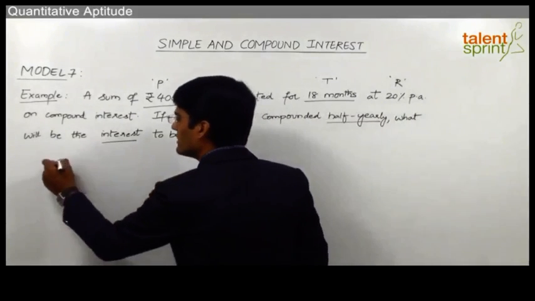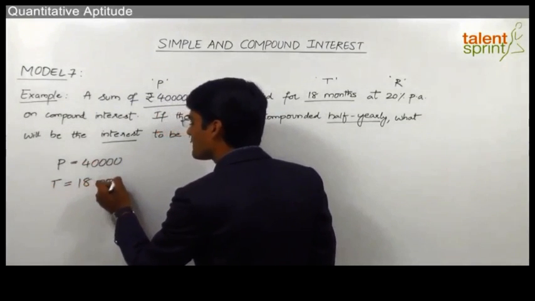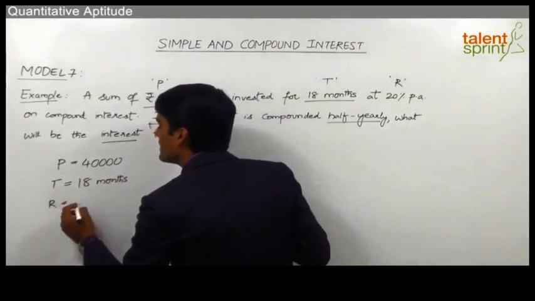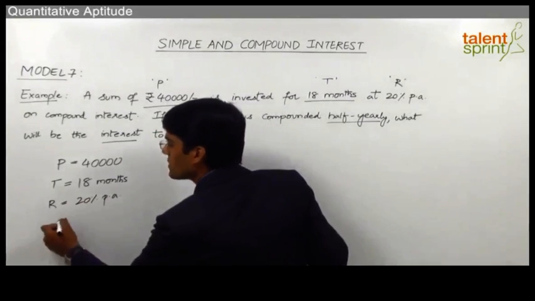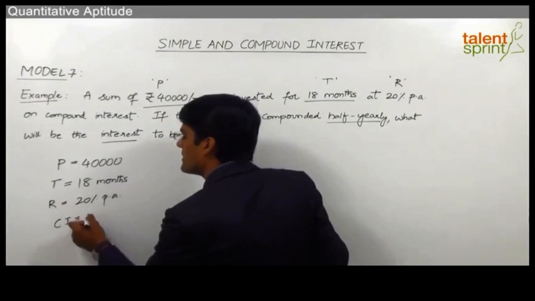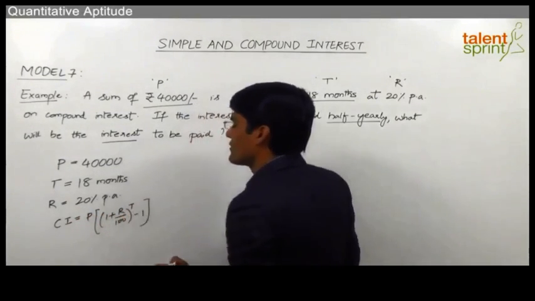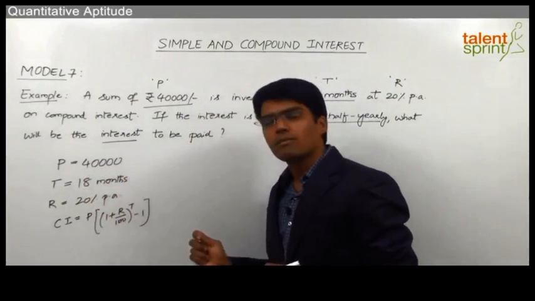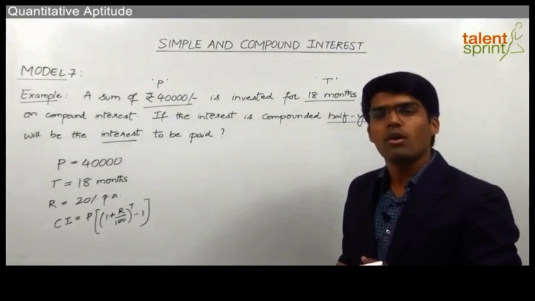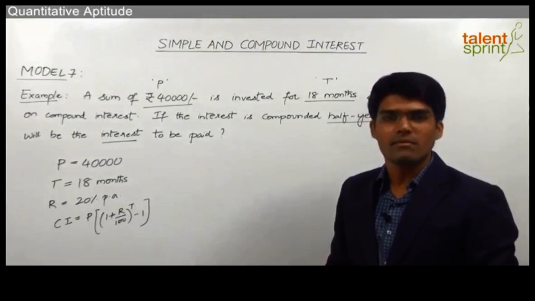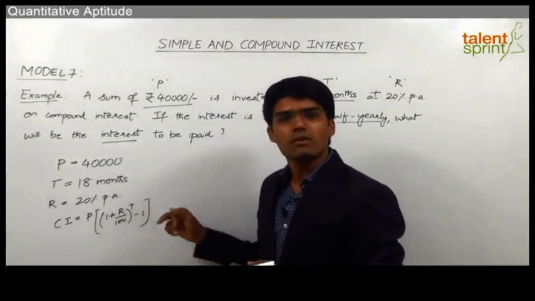So as given in the question, the principal is equal to 40,000, time period is 18 months, and the rate of interest is 20% per annum. And we need to find out what will be the total compound interest. We know that the formula for compound interest is P of (1 plus R by 100) whole to the power of T, minus 1. So by substituting these values in proper format in the formula, we get the required answer. And we have very well understood that for a half yearly compounding, or any other type of compounding other than yearly compounding, we need to change the values that we substitute. The formula remains same, only the values of T and R would change.